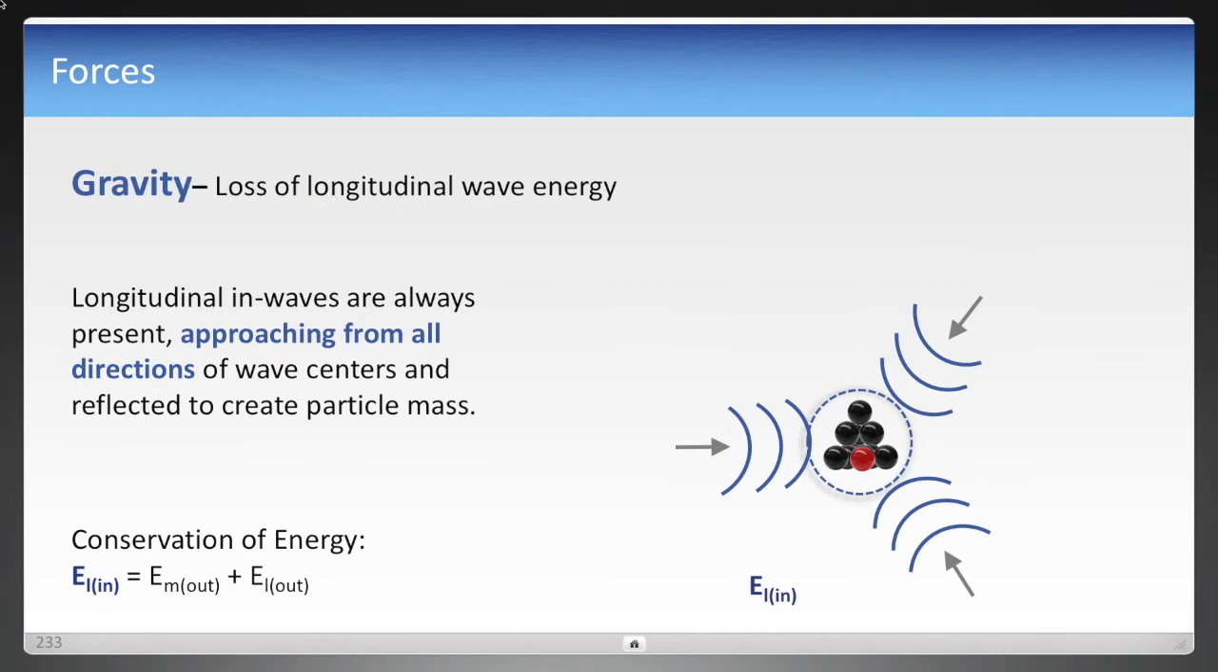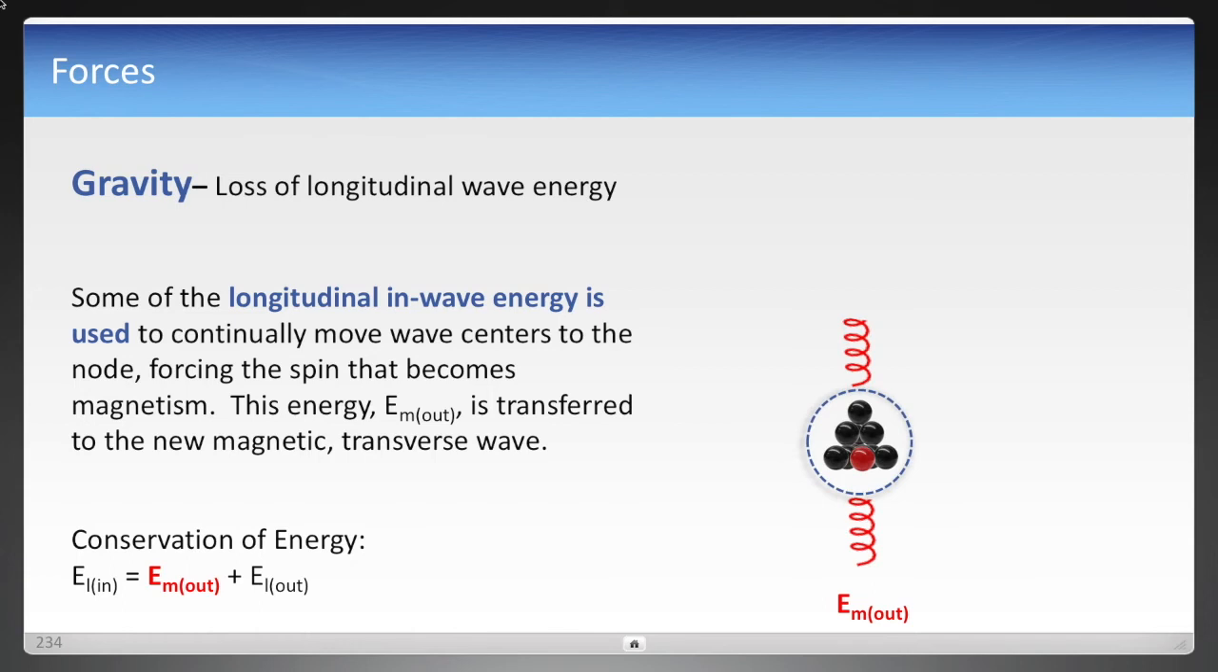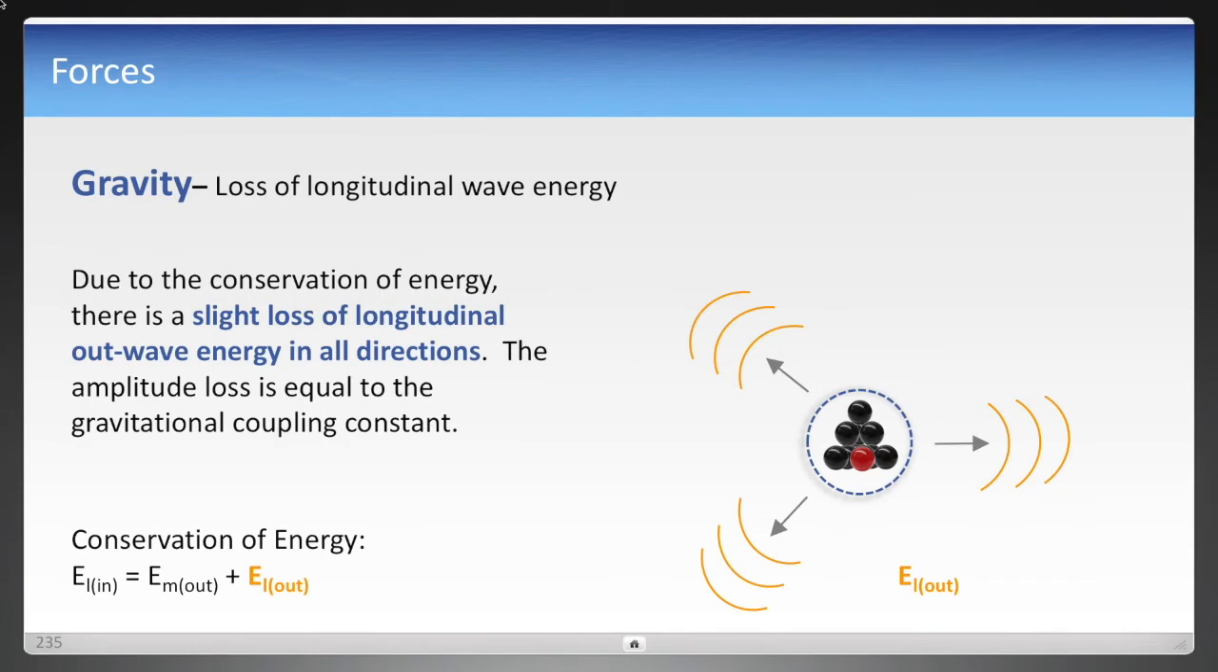Now gravity. Gravity gets a little bit trickier. But if you consider the longitudinal wave energy, again, approaching from all different directions, this is called the standard wave, which is longitudinal traveling waves. Using the conservation of energy principle, the in wave is equal to two out waves, because you have one, what was magnetism: as the wave center moves to minimize wave amplitude and moves to a node, it creates that magnetic spin wave. And then the remainder of the energy being reflected by all the wave centers is the longitudinal out wave.